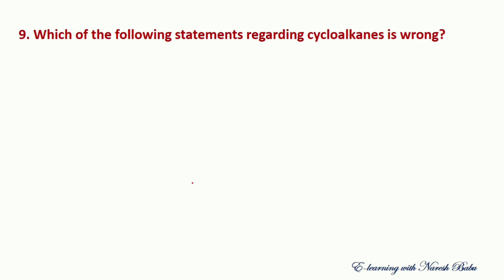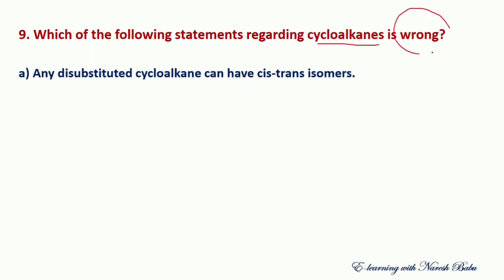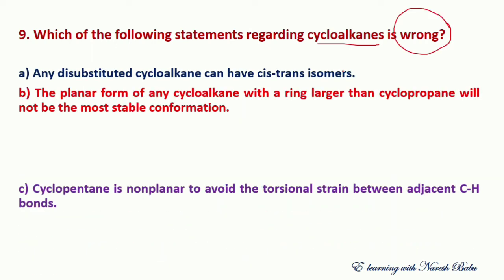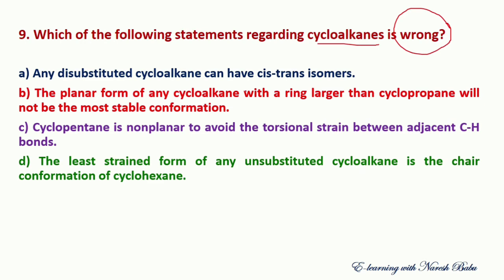Which of the following statements regarding cycloalkanes is wrong? Regarding the cycloalkanes, we should identify which statement is wrong. The given options are A to D. Among these, any disubstituted cycloalkane can have cis and trans isomers. This statement is wrong and the remaining are all correct options we can observe.